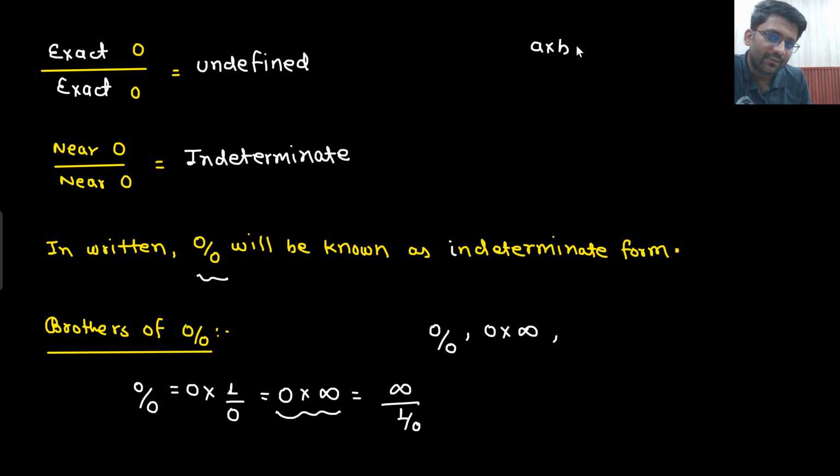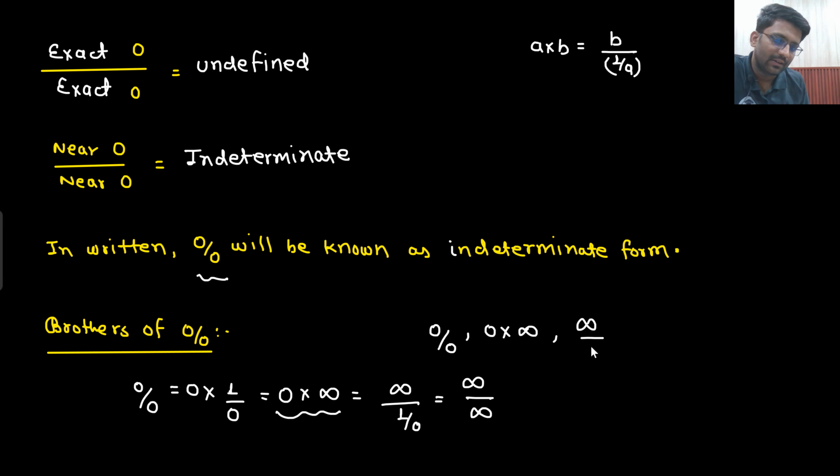A multiplied with B could be written as B divided by 1 upon A. Say yes or no? Because what is 1 upon A? 1 upon A would go upper side, it will become A into B only. So 0 into infinity could be written as, this is infinity only, and this 0 comes downward. That becomes 1 by 0. What is 1 by 0? 1 by 0 is nothing but infinity only.